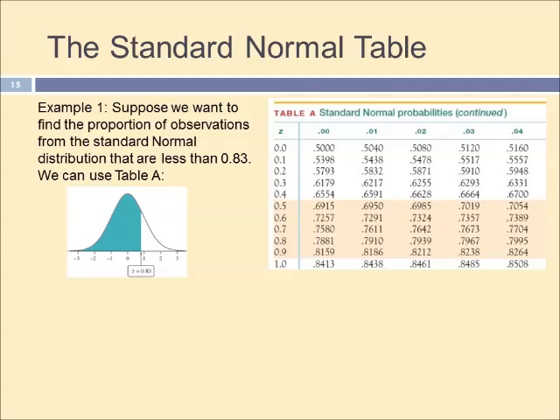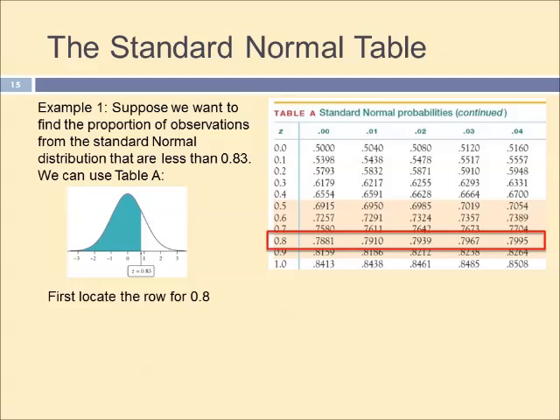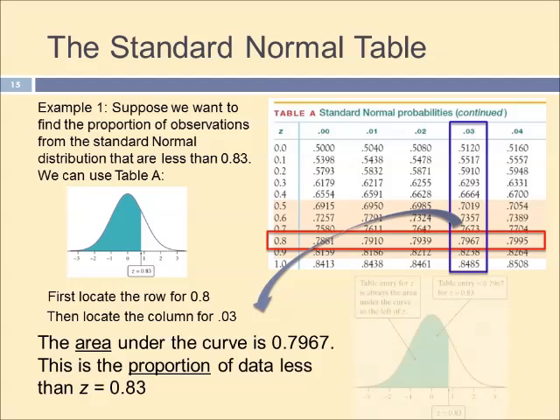So let's do an example. Suppose we want to find the proportion of observations from the standard normal distribution that are less than 0.83. So we use Table A. First, locate the row for 0.8 in the table. And that's with the z-score. Then, along the top are the hundredths units. So we locate the column for 0.03. Where those two intersect is the value. So the area under the curve to the left of 0.83 is 0.7967. That's the proportion of data less than z equals 0.83.